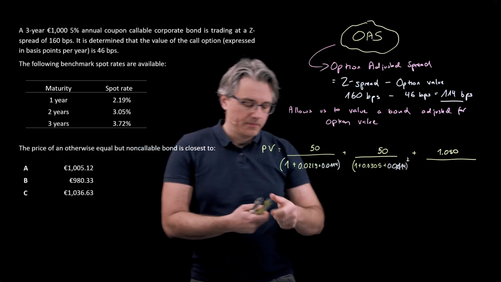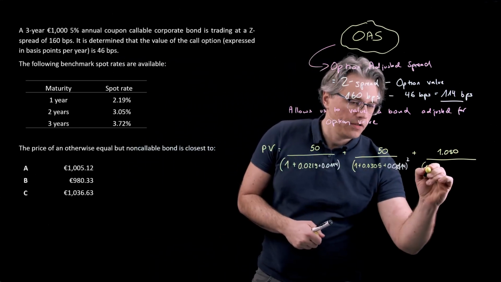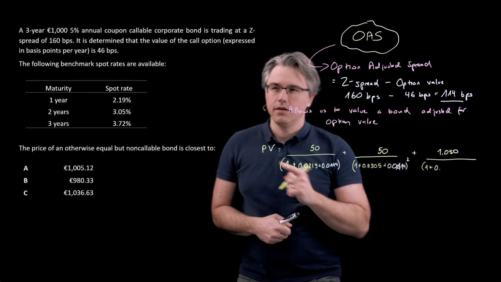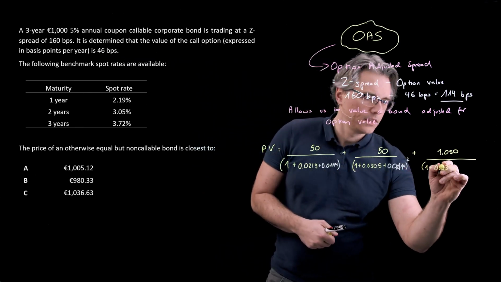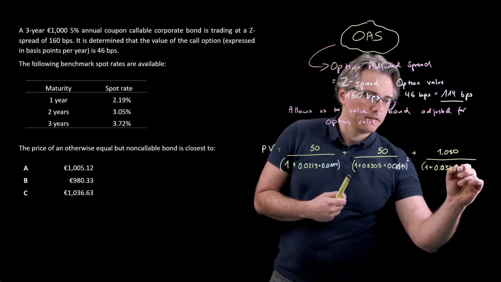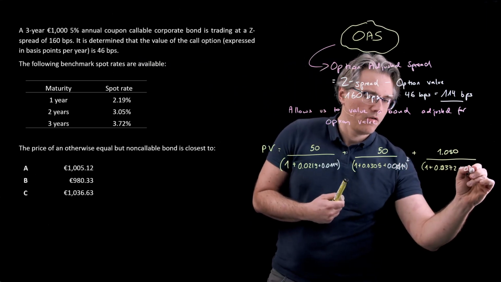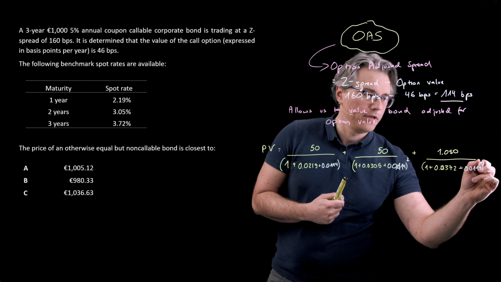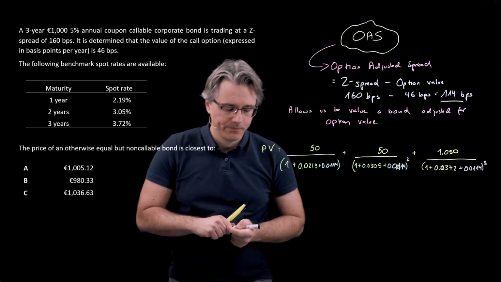And for the third one, same procedure: 1 plus 0.0372, and add 0.0114 to it, and raise this to the power of 3.